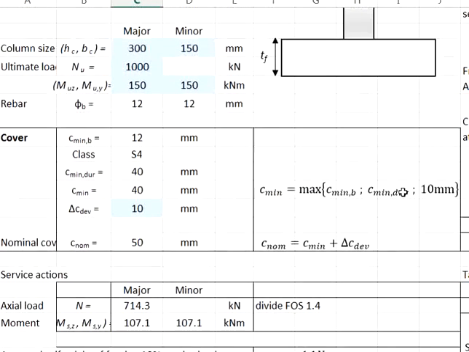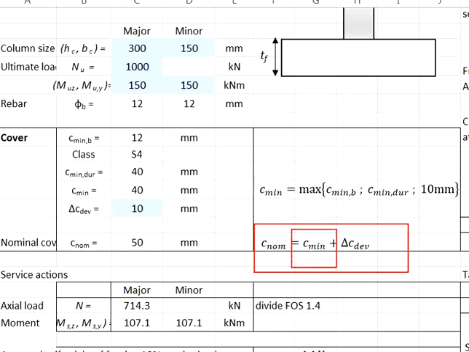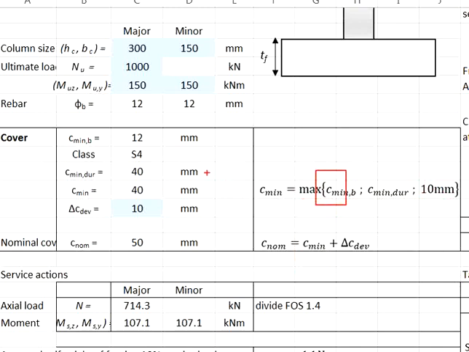First, we need to determine the concrete cover. The nominal cover is governed by c_min plus the deviations. The deviations is 10 mm. And the c_min is governed by 3 factors. First is about the diameter of the steel bar. Second is the c_min due to the durability.